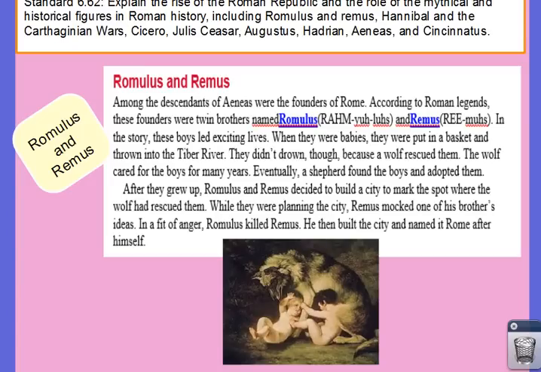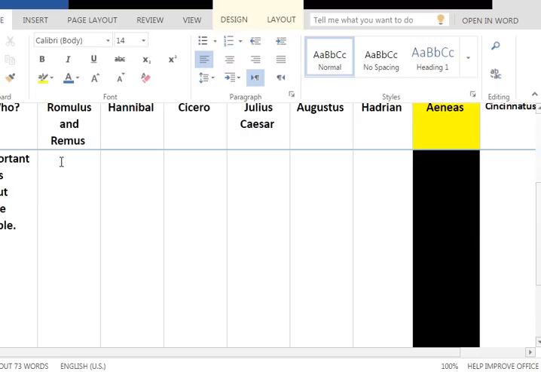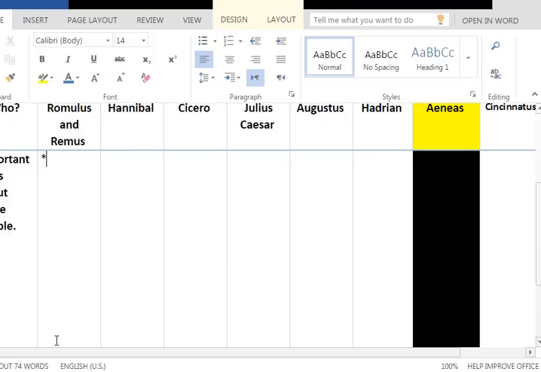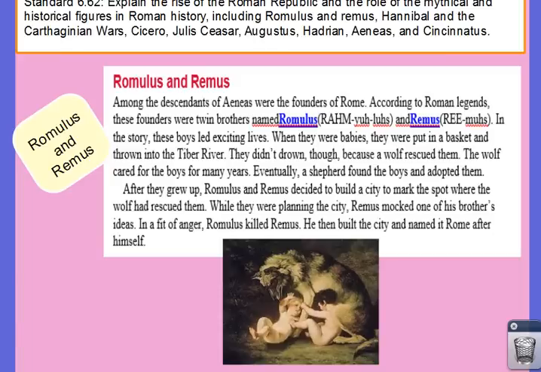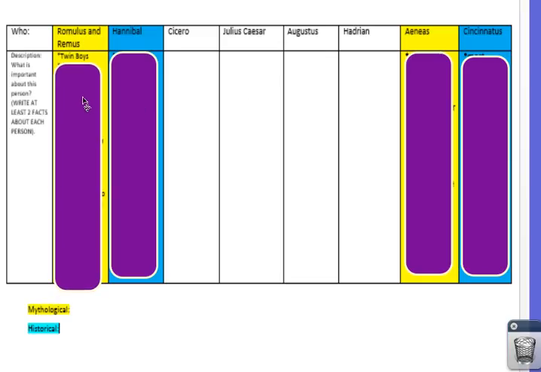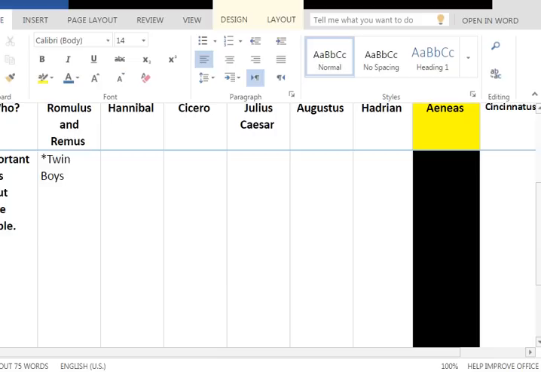Alright, so we're going to go to our document for Romulus and Remus. We're going to go ahead and get ready to put a fact in here. I'm going to change this back to black. Alright, the first fact that we're going to write down for Romulus and Remus is that they were twin boys. Okay, so I have my fact that they were twin boys.